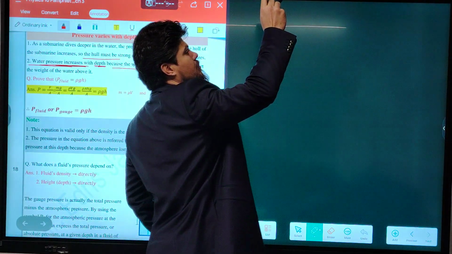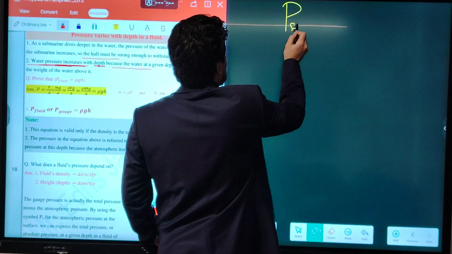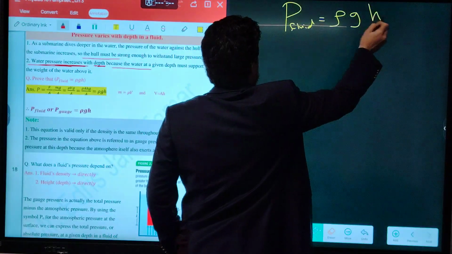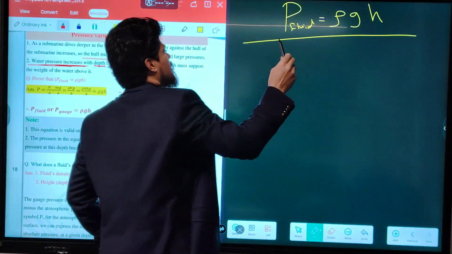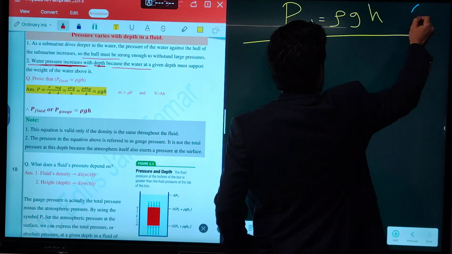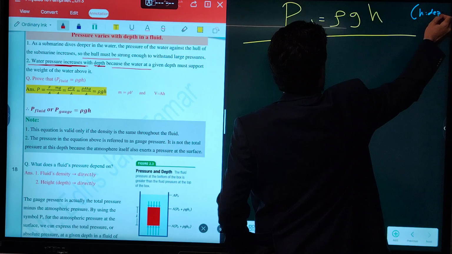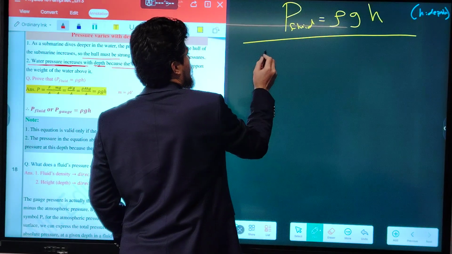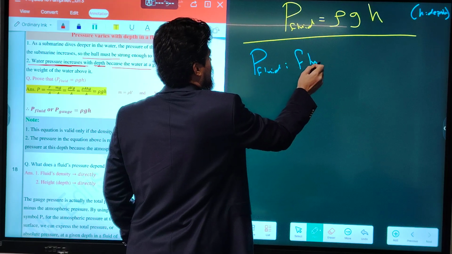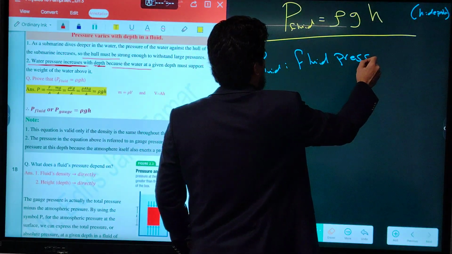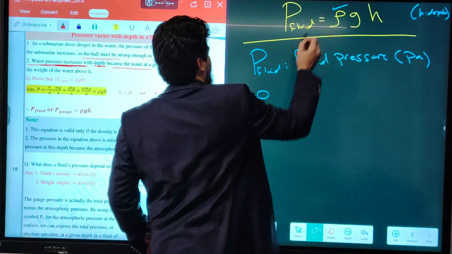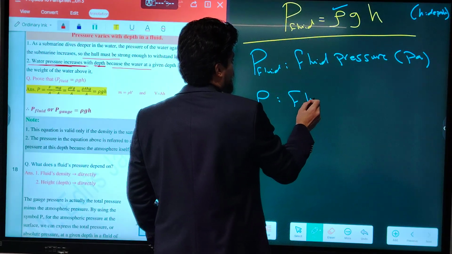Okay, so we have this equation. How can we determine the pressure of the fluid? P fluid is equal to density times gravity times height. This height means depth. H is depth. What is P fluid? It is the fluid pressure, measured in Pascal. What is this? Density, the fluid's density.